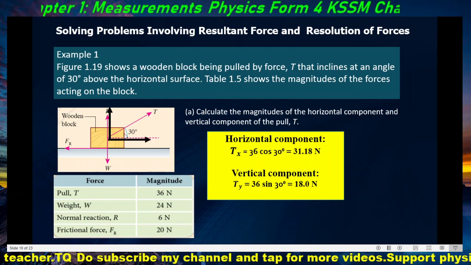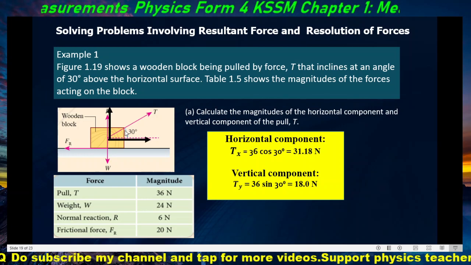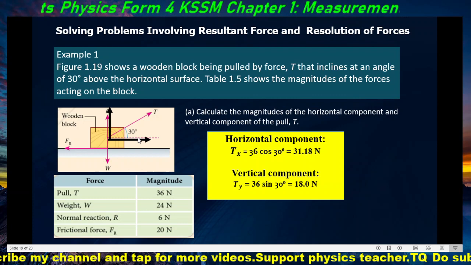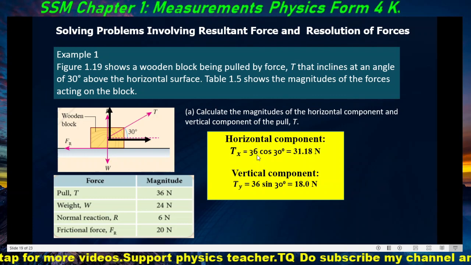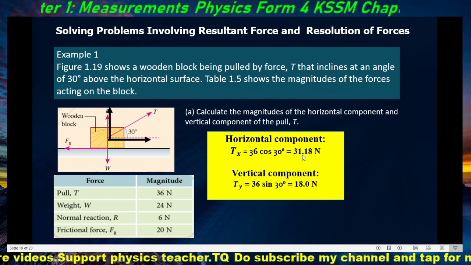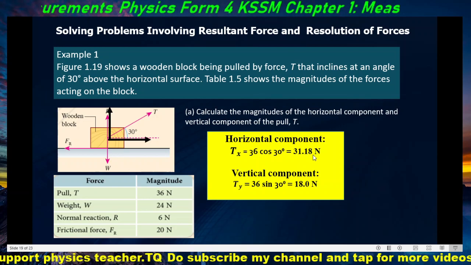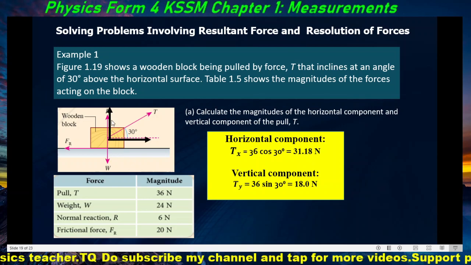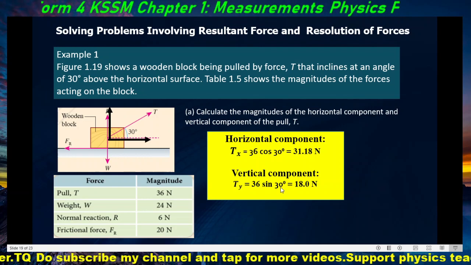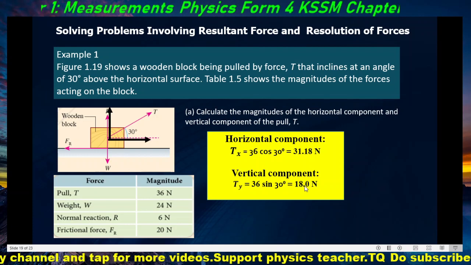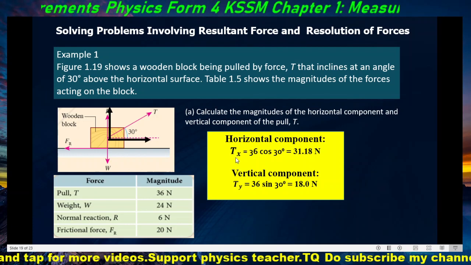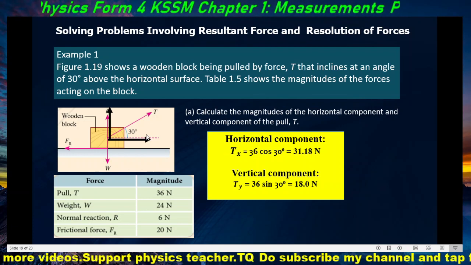The horizontal component for T is T cos theta. The angle theta is 30. Thus, we substitute 36 cos 30 equals 31.18 Newton. The vertical component is T sin theta. So 36 sine 30, we get 18 Newton. So we have the components Tx and Ty.